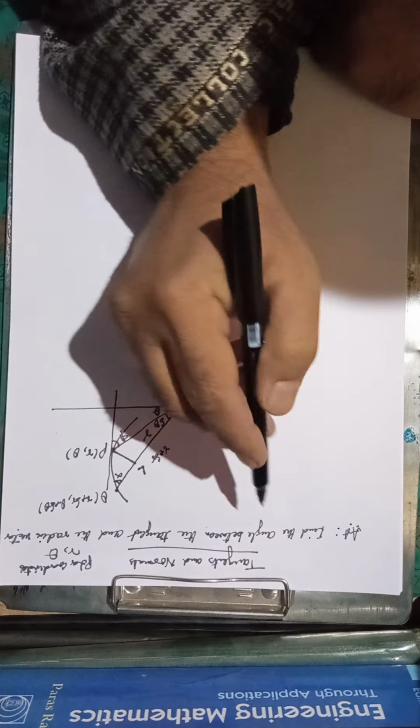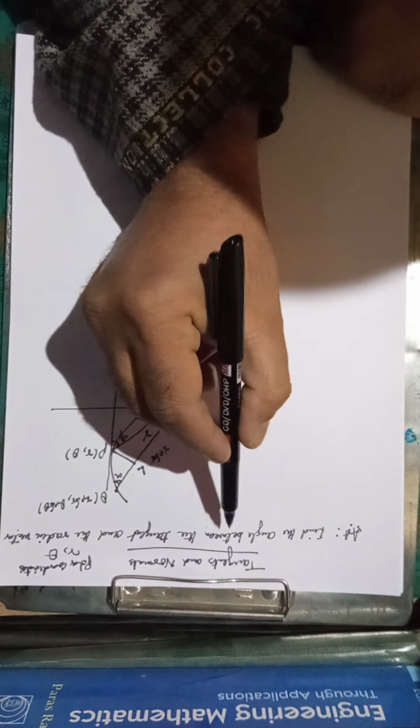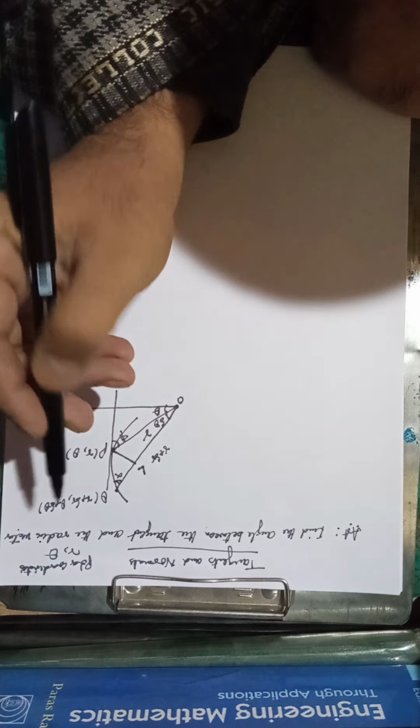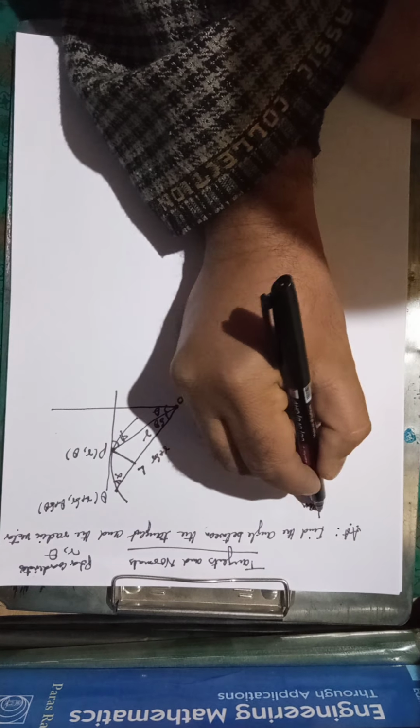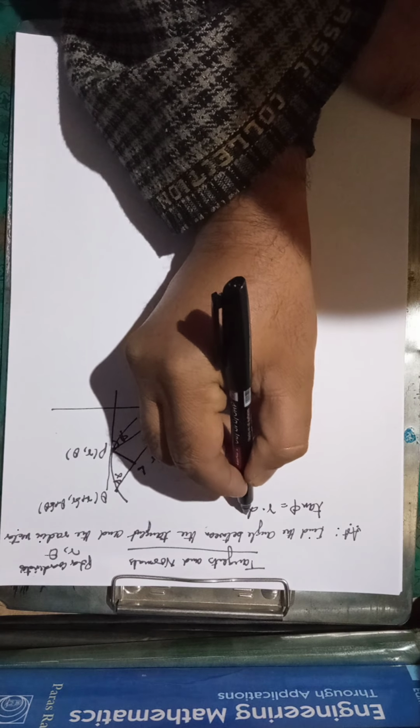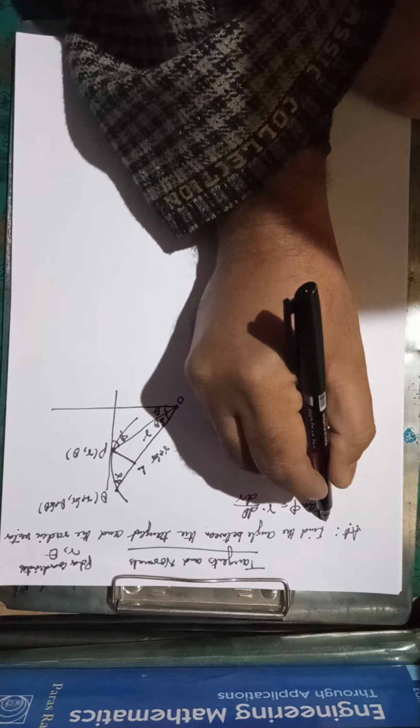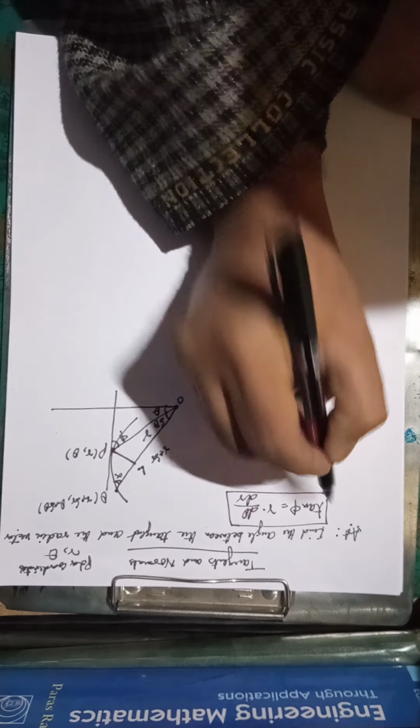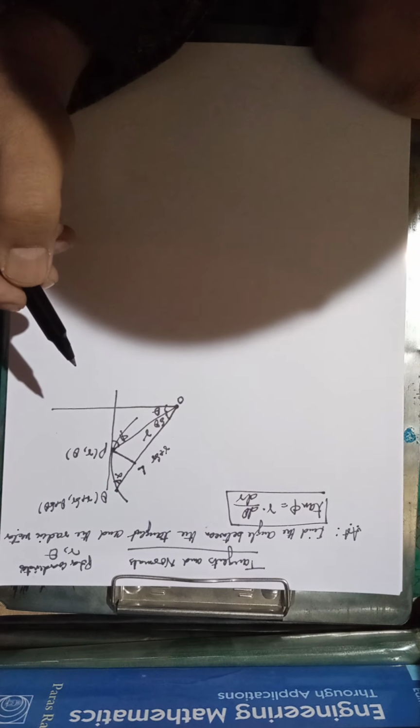I have to find the angle between the tangent and radius vector, that is denoted by phi. I have to show that tan phi is r d theta by dr, or phi is tan inverse of r d theta by dr.